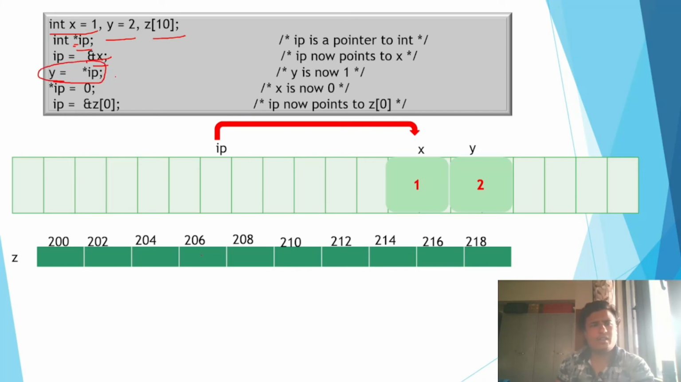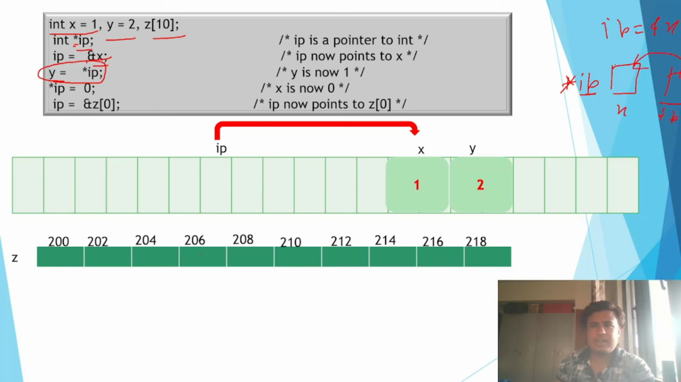y equal to ip means the y variable is being assigned ip. I already told you that if we use ip without the asterisk, without the declaration of a pointer, it will just access the value of this variable ip. So ip contains the address of the x variable. Means if this is x and this is ip, then ip is pointing to variable x.